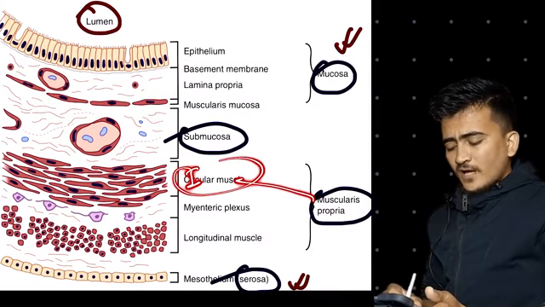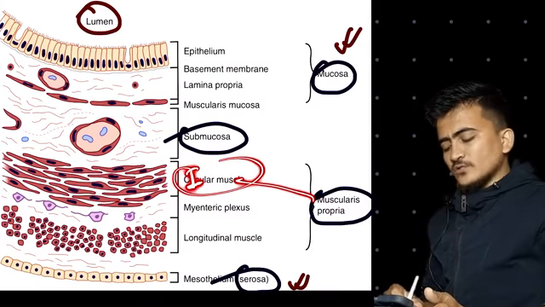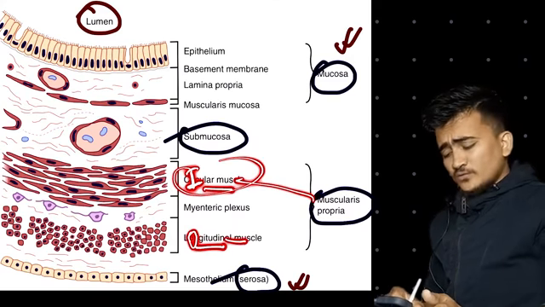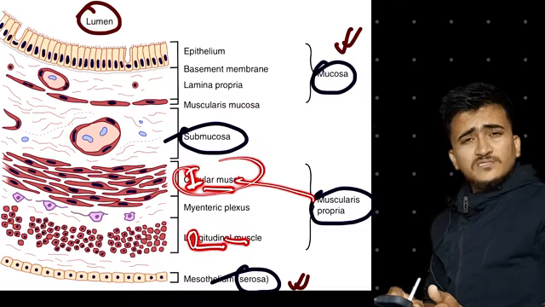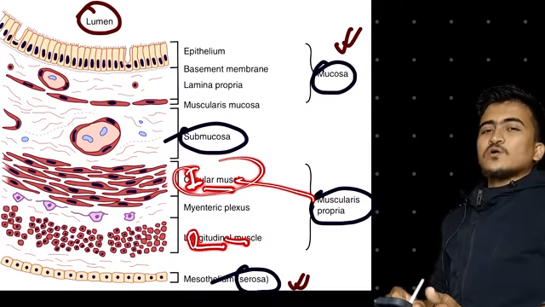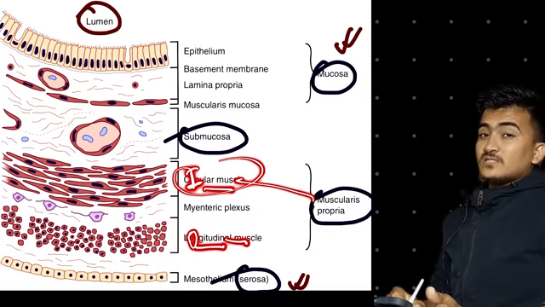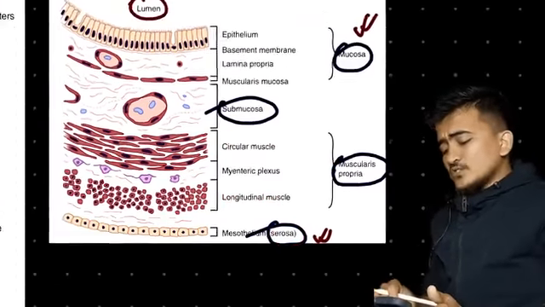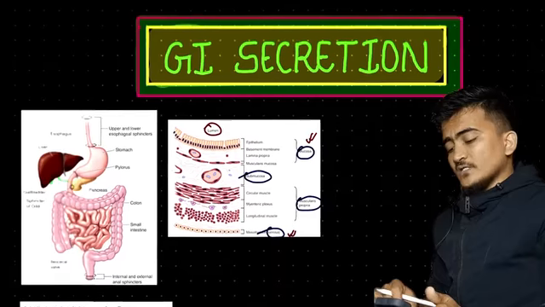How to remember? I, circular's I, right? Inner circular muscles and outer longitudinal muscles. And between the inner circular and outer longitudinal, we have the myenteric plexus. Now, what is this plexus? It is also called Auerbach plexus, that helps in peristalsis or motility. Okay, and the outermost one is our serosa. So this is all about the histology of our GI system.